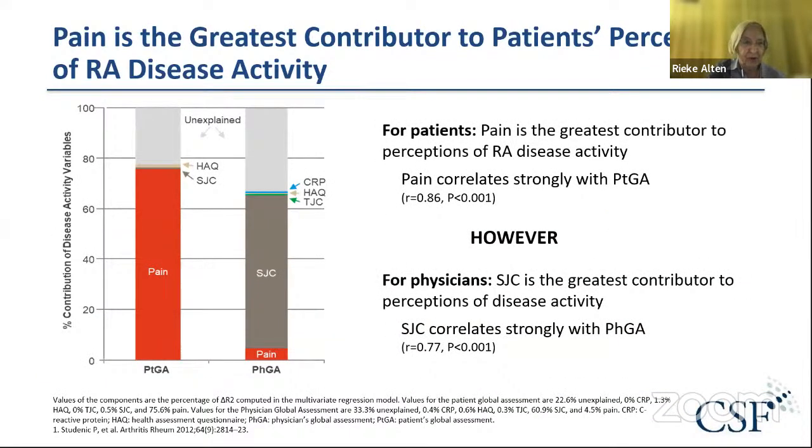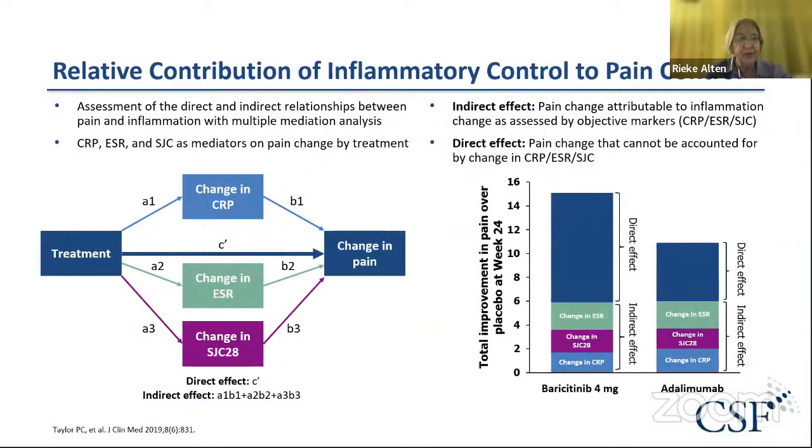So what we have heard before, but I can repeat it as often as necessary, pain is really the greatest contributor to the patient's perception of the disease activity. So there is a disconnect between the patients and the physicians. We have learned this in our OMERACT FLARE group: in all our surveys, we found that the swollen joint count is the greatest contributor to perception of disease activity for the physicians, but not for the patients. For patients, pain is the most important factor. Let's move forward.